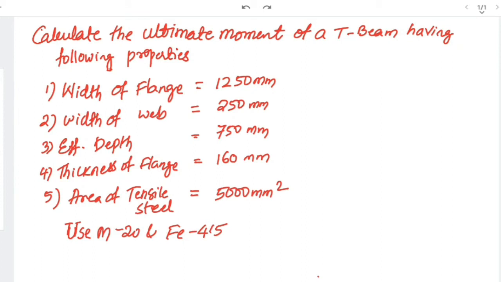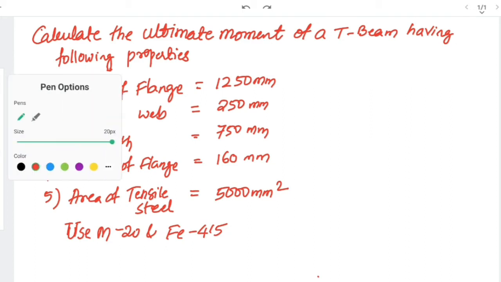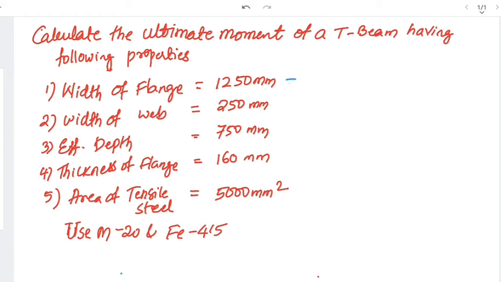Hi all, today we'll be discussing the ultimate moment calculation of a T-beam having the following section properties. Here you can see the dimensions given: this is breadth of flange, this is equal to width of web, this is BW, this is effective depth small d, this is thickness of flange, that is DF, and this is area of tensile steel, that is AST.